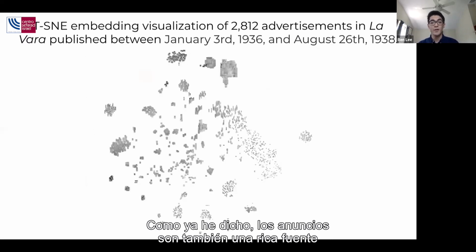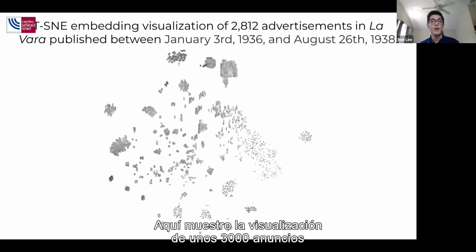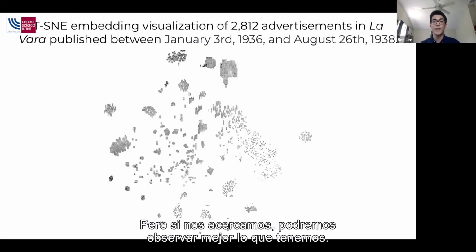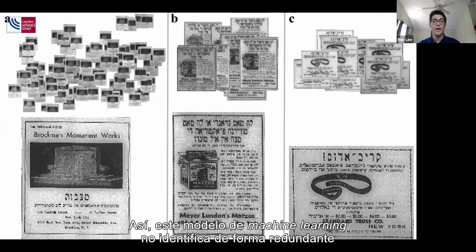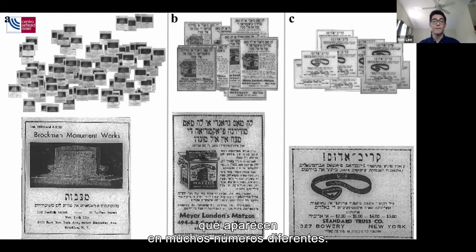As I had mentioned, though, the advertisements are also a really rich source to begin to engage with, per Sarah Stein's work. And so here I'm showing a visualization of about 3,000 advertisements extracted from 1936 to 1938 within La Vara. Once again, we see some of these clusters emerging in this visualization, but if we zoom in, we'll be able to get a better sense of what's going on. In particular, what we begin to find is actually these advertisements that are being reproduced. These reproduced advertisements are not being redundantly identified by this machine learning model, but rather are reflecting advertisements that appear in many different issues.